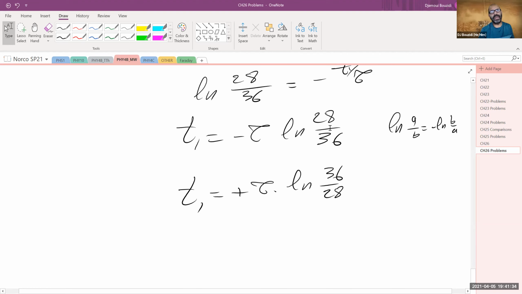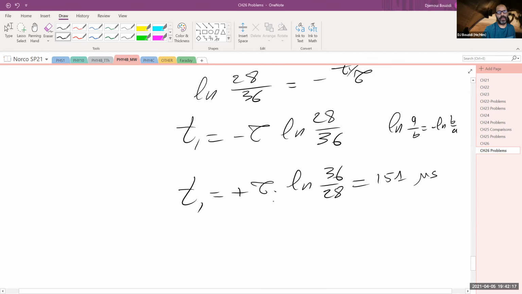The reason I flipped the order in here is because the ln of A over B is equal to negative the ln of B over A. This is a property of the natural log. And that's basically how we get this expression. It just has to do with the ratio of the exponentials, that's all. So, tau is 600. I'm going to leave things in microseconds, okay? Times ln, open parentheses, of 36 over 28. I'm using a calculator in here. Hopefully you have that too. So it's 151 microseconds.